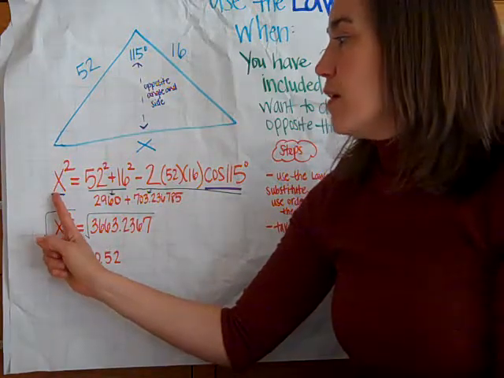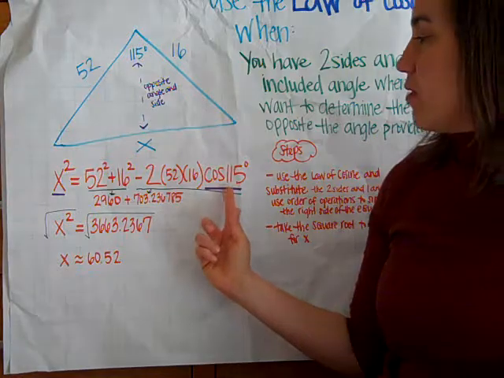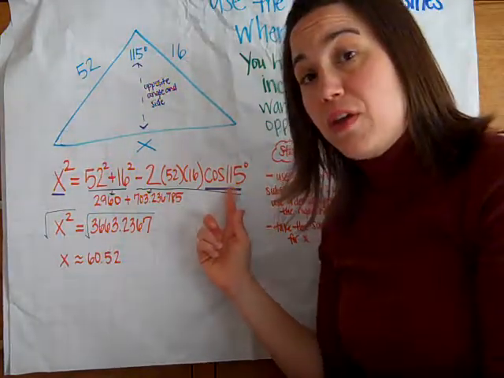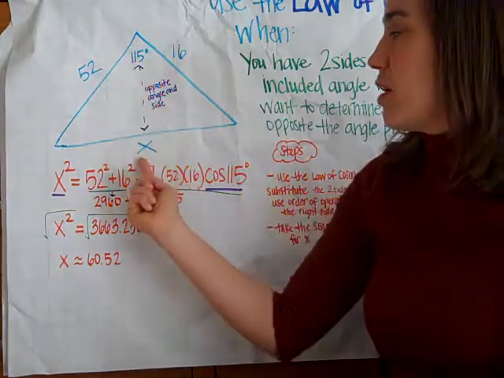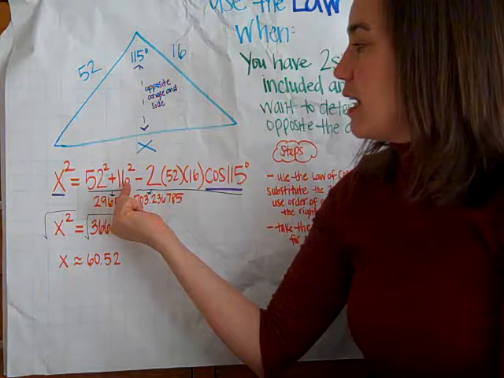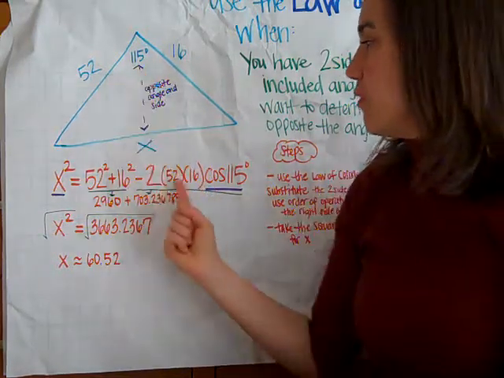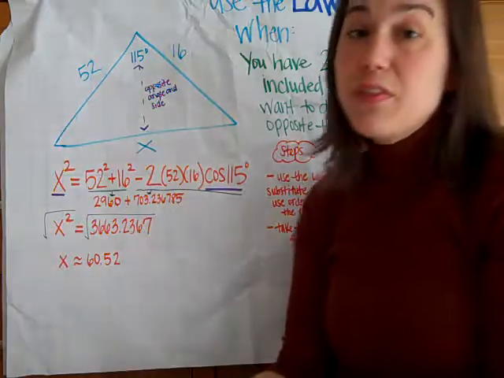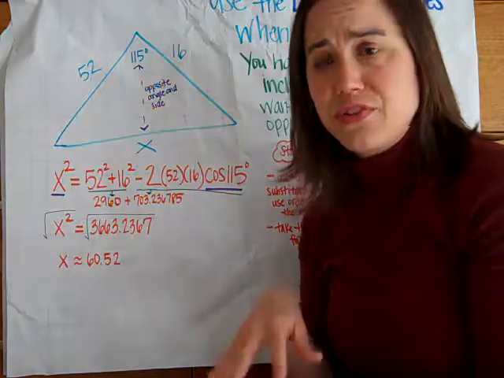I would put x squared on the left-hand side of this equation. Remember, on the very far right, the angle measure on which I'm multiplying by the cosine has to be 115 because they're directly opposite of each other. Then what I would do is fill in the 52 and the 16 here and here, which are the two side lengths adjacent to 115. And then the rest is order of operations. Let me show you some techniques for solving.